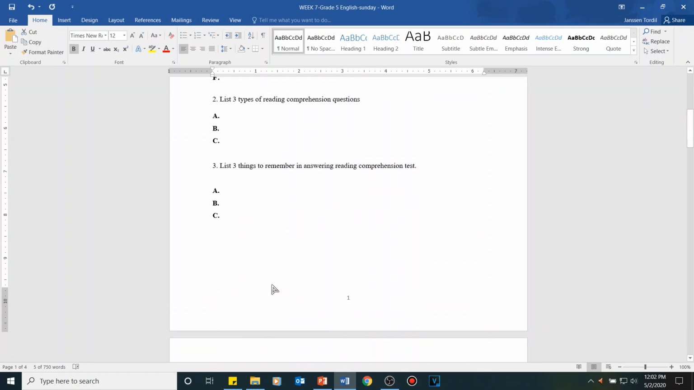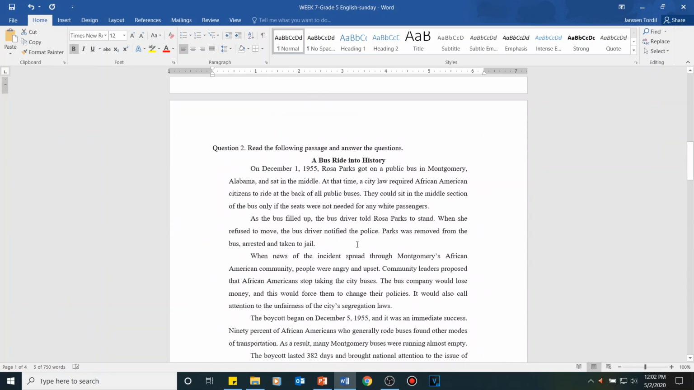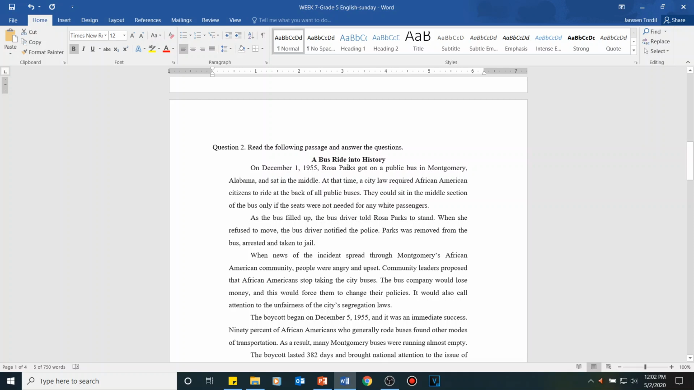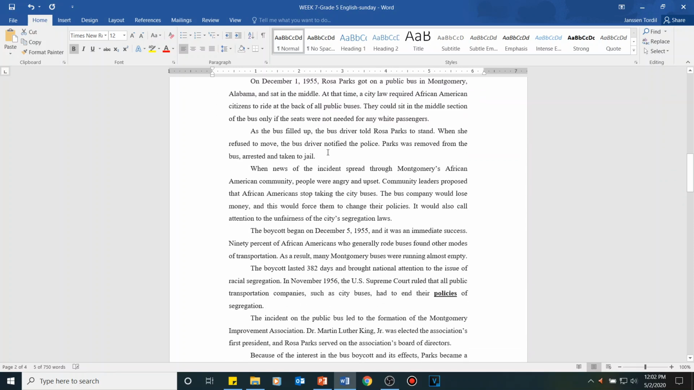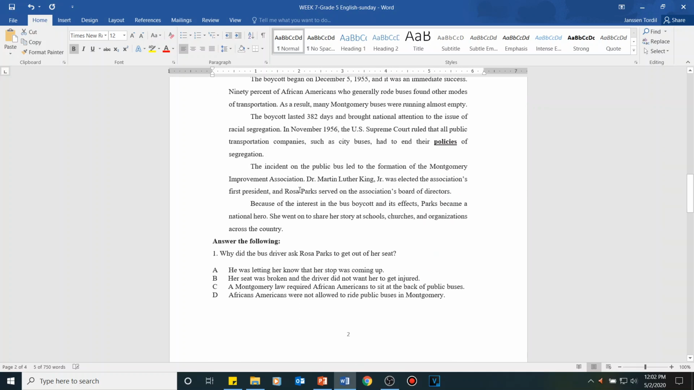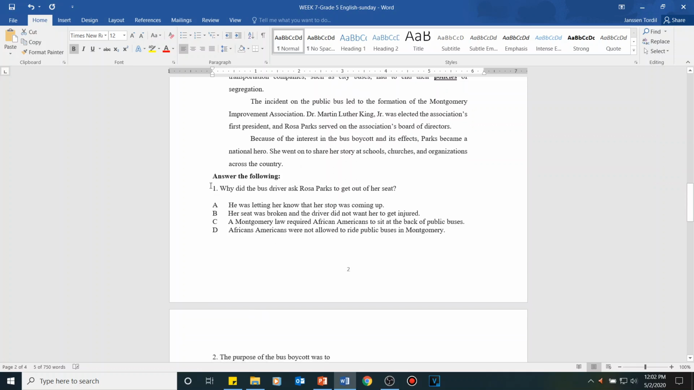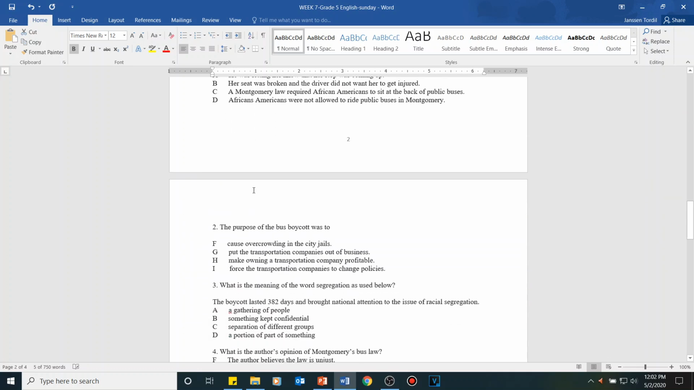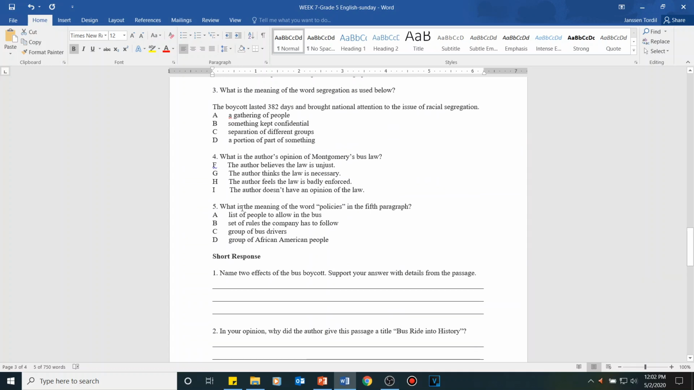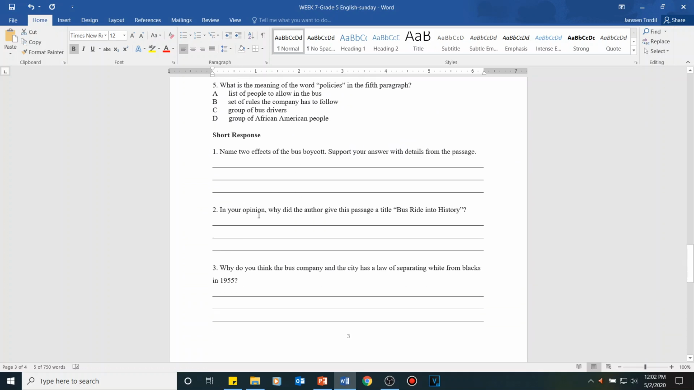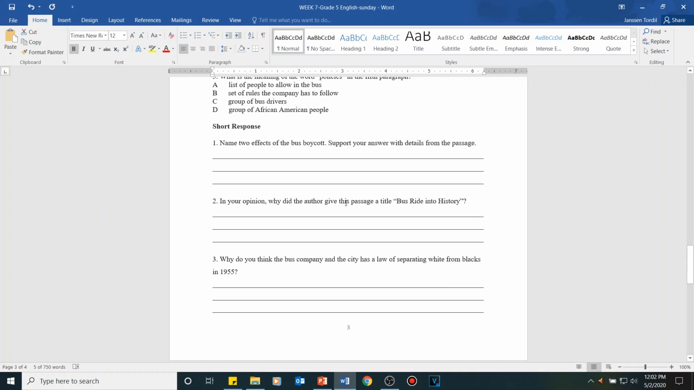Then going to the second activity, you're going to read this story, A Bus Ride into History. It's actually short, less than 1 page, and you're going to answer questions 1 to 5, A, B, C. There will be 3 evaluation or inference questions. So we have 1, 2, 3 over here. That's only 3 pages for the activity for Unseen.